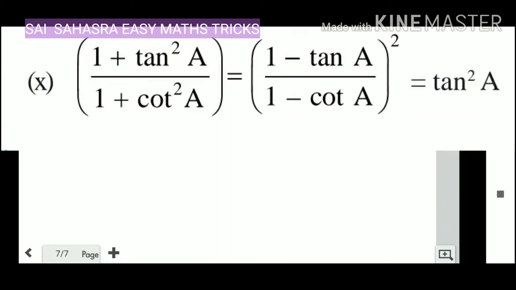Question number 10. 1 plus tan square A divided by 1 plus cot square A is equal to 1 minus tan A divided by 1 minus cot A whole square is equal to tan square A. We have to prove these three are equal. First we are considering 1 plus tan square A divided by 1 plus cot square A.